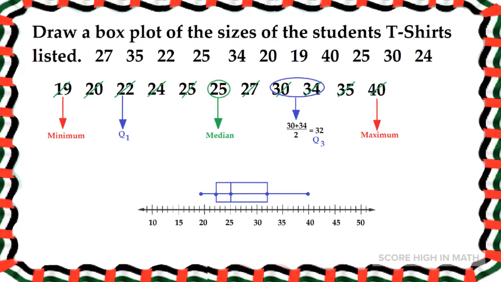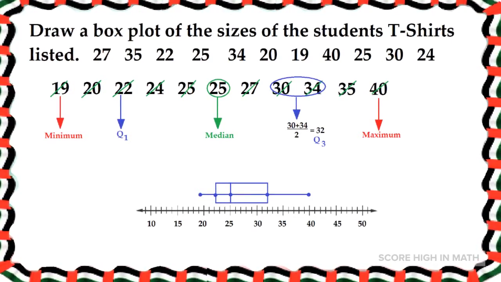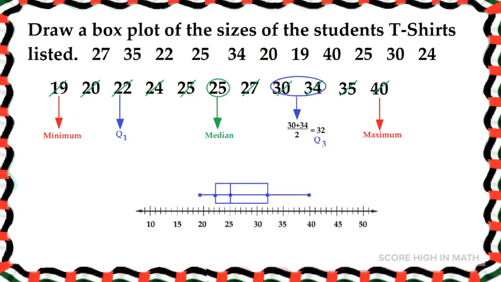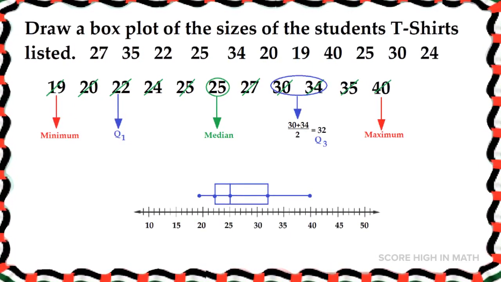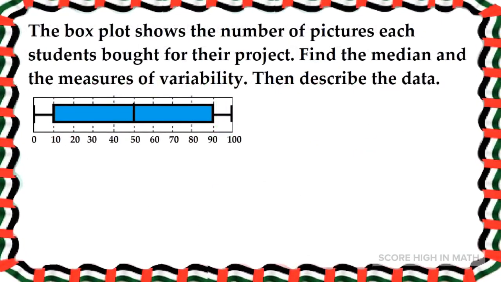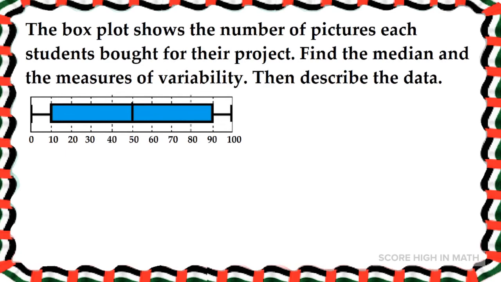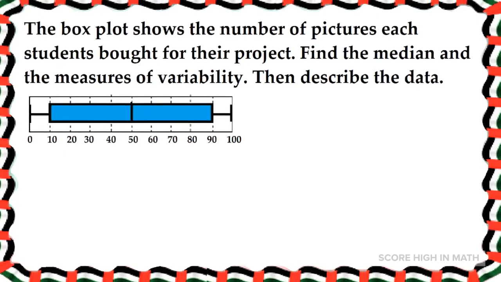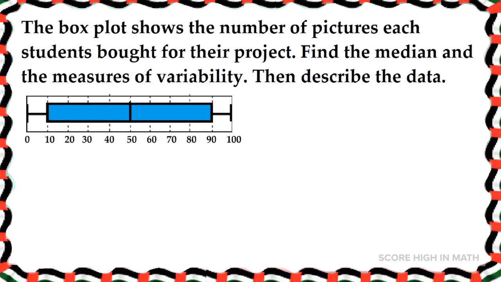Then, you can draw dots on the whisker and box plot indicating that that is the minimum, first quartile, median, third quartile, and maximum. Let's work on another example. The box plot shows the number of pictures each student brought for their project. Find the median and the measures of variability.